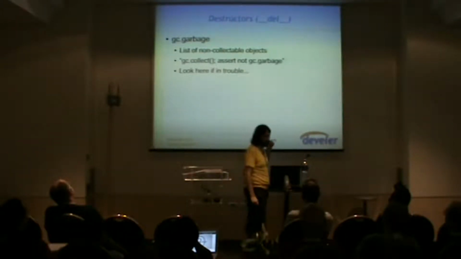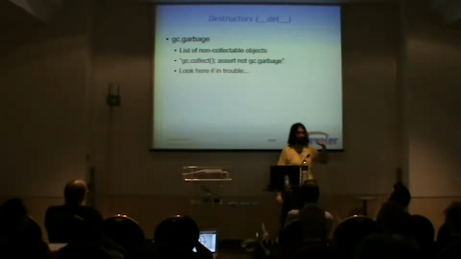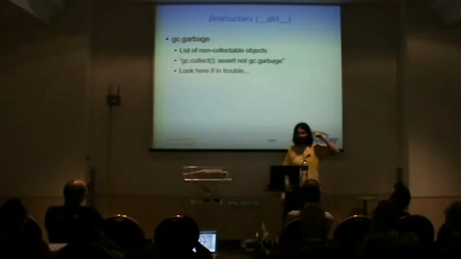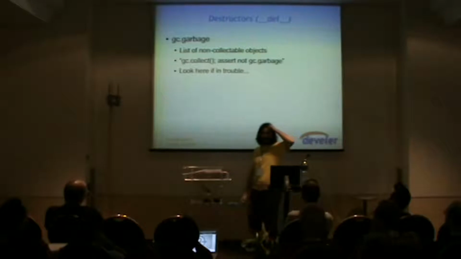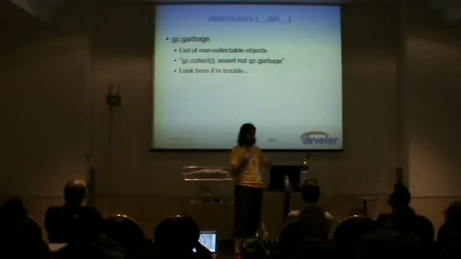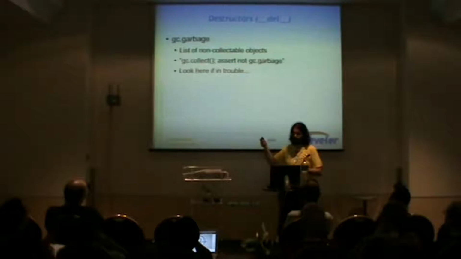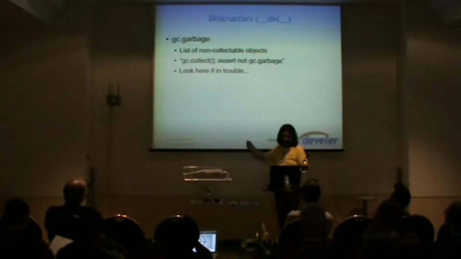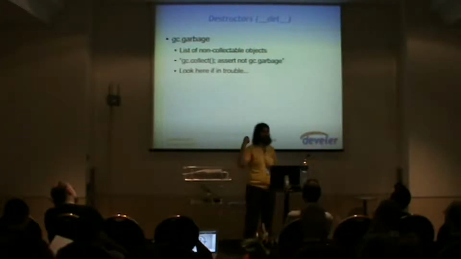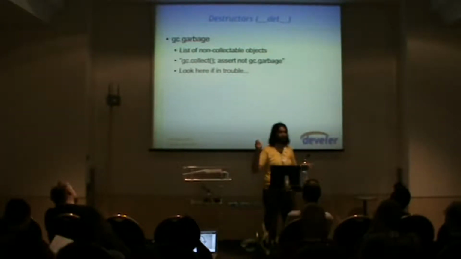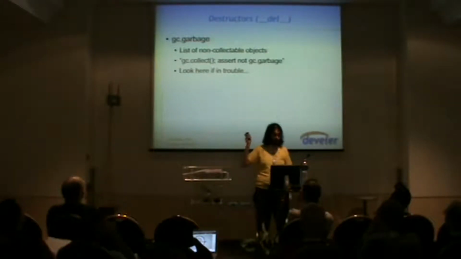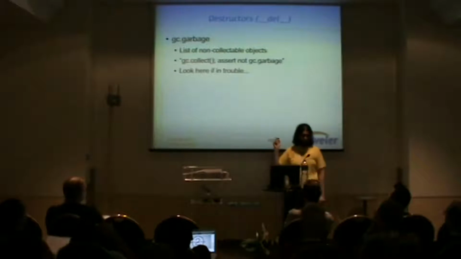gc.garbage is a list of all the objects that cannot be collected by the garbage collector. So these are your memory leaks. You have a list of your leaks, which is funny for a C programmer. Oh, if I have a list of leaks, why is it a leak? Because they will stay in this list, so they are still in your process memory. You can look here if you have troubles. If you think your process memory is growing, why don't you just print this list? Because if it's not empty, you have a problem.